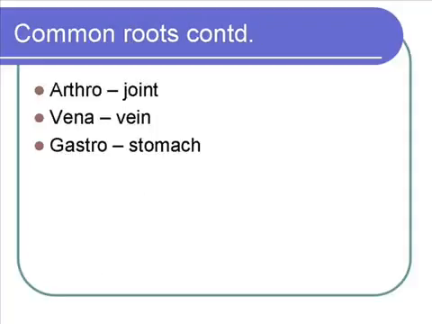The final three roots that we're covering are arthro, meaning joint, such as arthritis, right? A disease of the joints in the hands and feet often, but other joints as well. Vena, meaning vein. The main vein that leads into your right atria is the vena cava. And the final one, gastro, meaning stomach. And a good example word for that is gastrointestinal pains, right? We've all had stomach problems, upset stomachs, things along those lines. A lot of times that's referred to as gastrointestinal issues.